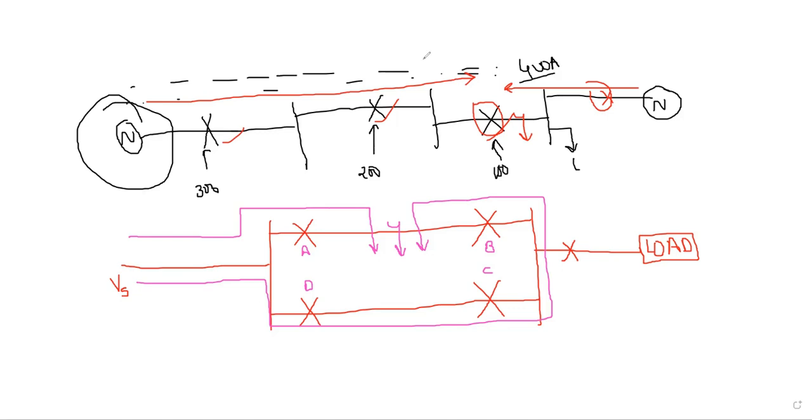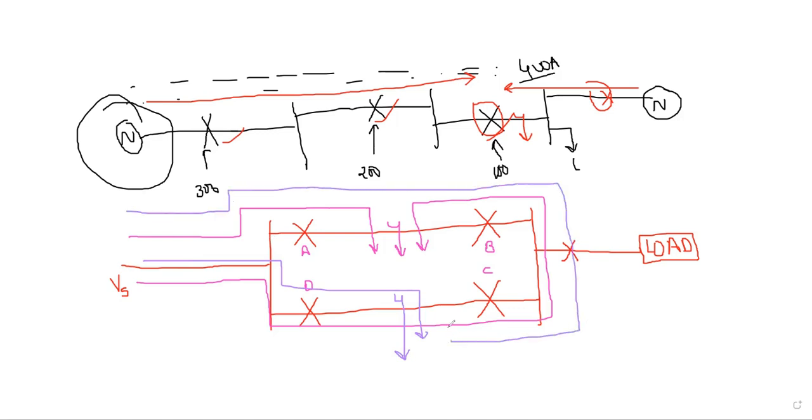At the same time, in the same philosophy, if a fault occurred here, then the fault feeding from this is this, and the other direction is this. So in these two cases, in the blue one, the C and D breakers are to be operated, and in the pink-colored fault, A and B are to be operated. So how can I achieve this with the normal non-directional overcurrent relay?